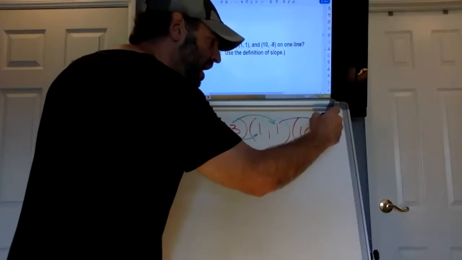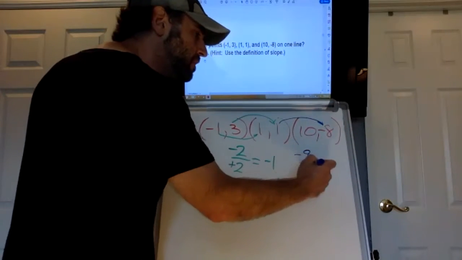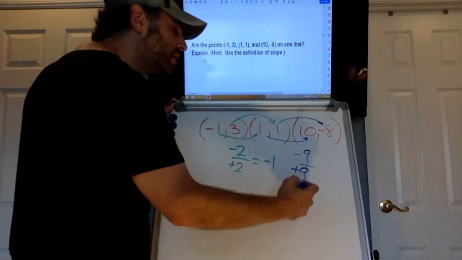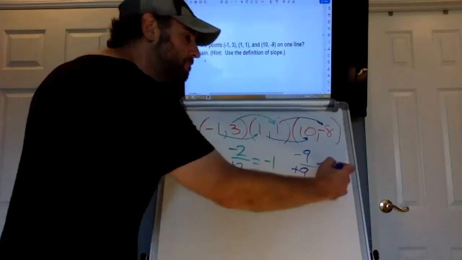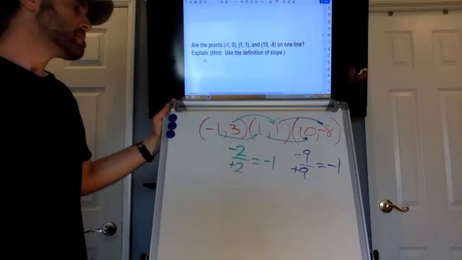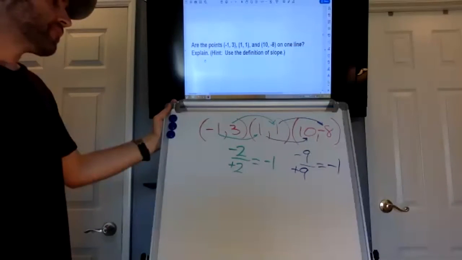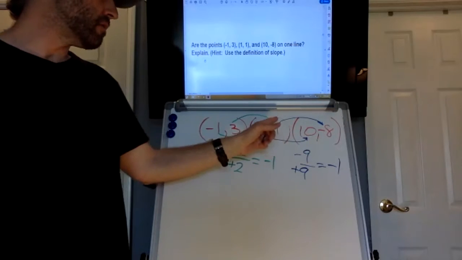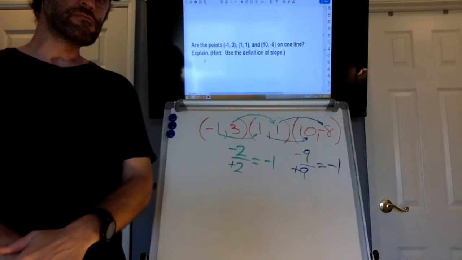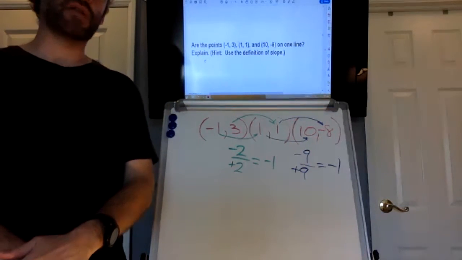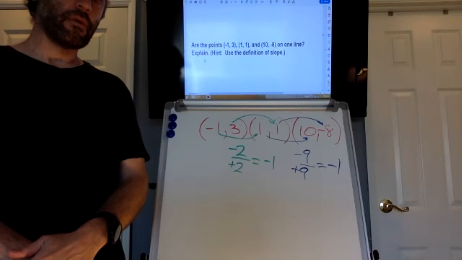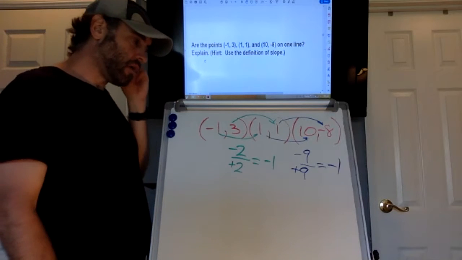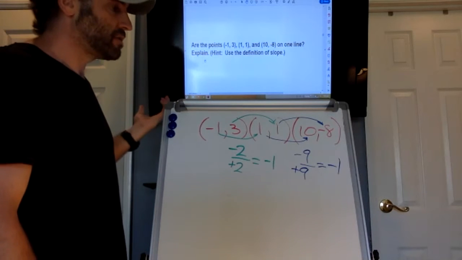When you go from 1 to -8, you dropped by 9. And when you went from 1 to 10, you increased by 9. So your rate of change simplifies to -1. They're both equal. If the rate of change is constant, then guess what you know about these points? They have to be on the same line. Any questions about that?